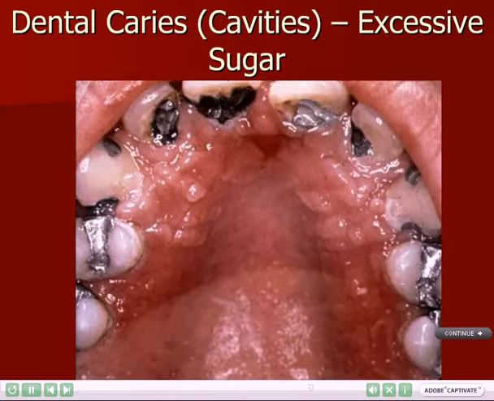Dental caries, or cavities, are holes in the surfaces of the teeth. They are caused by acids which are created by bacteria as they process sugars in the mouth.